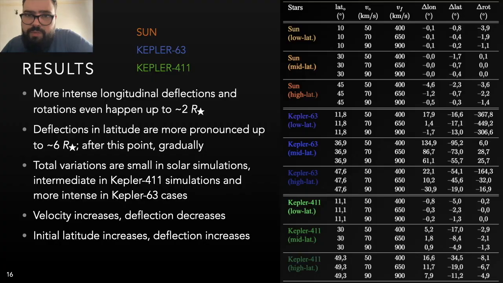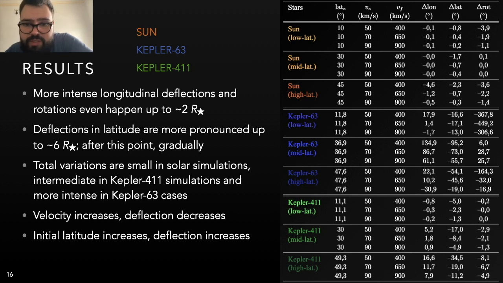So, in general, the most intense longitudinal deflections and rotations have happened up to 2 stellar radii. However, latitude deflections are more pronounced up to 6 stellar radii, and after this point they still happen but more gradually. This is due to the influence of the concentrated magnetic field regions, which cause the CME trajectory to deflect and rotate close to the surface of the stars.